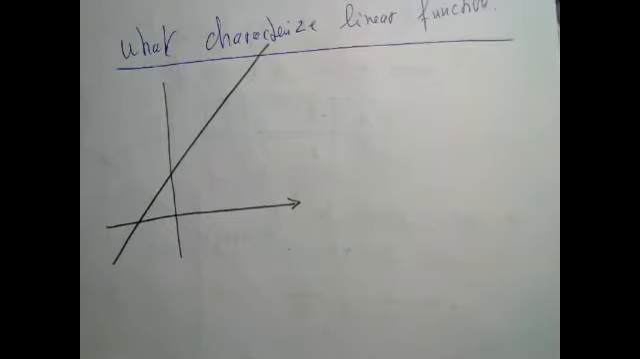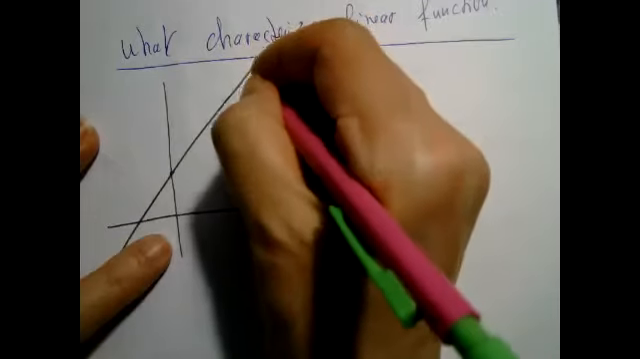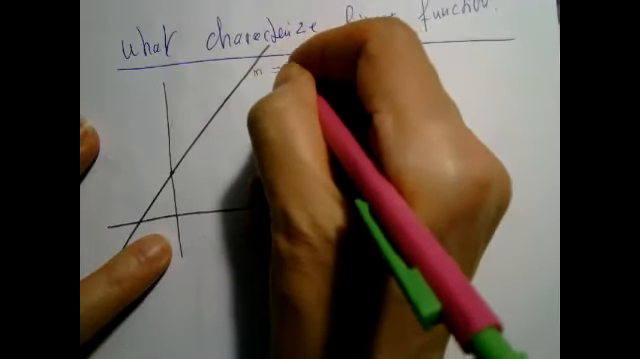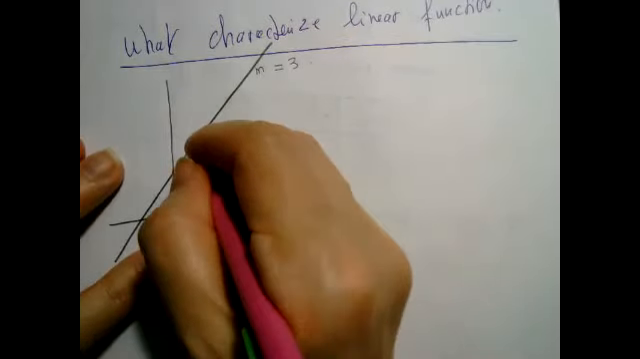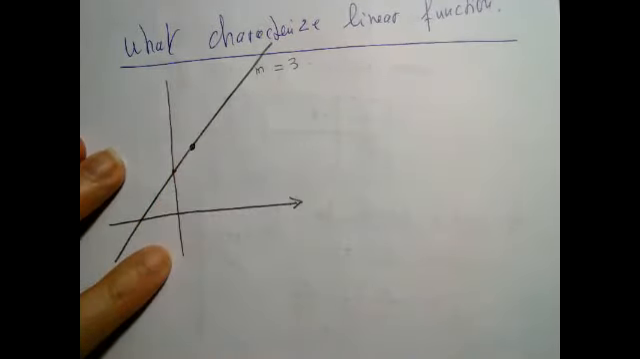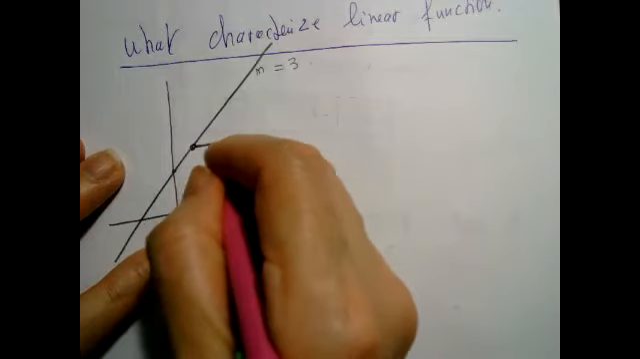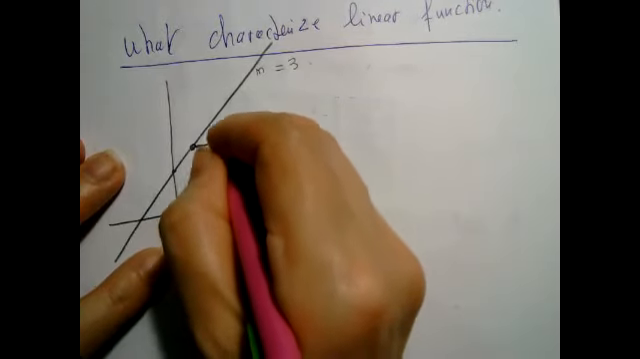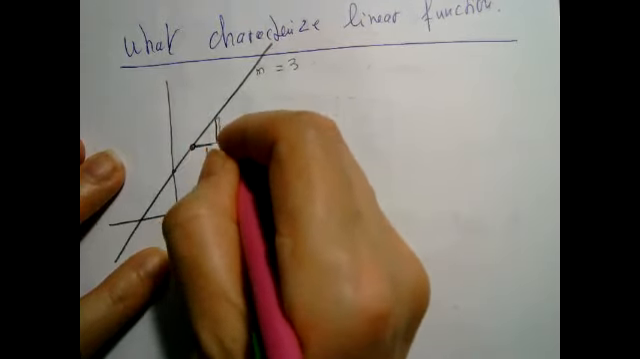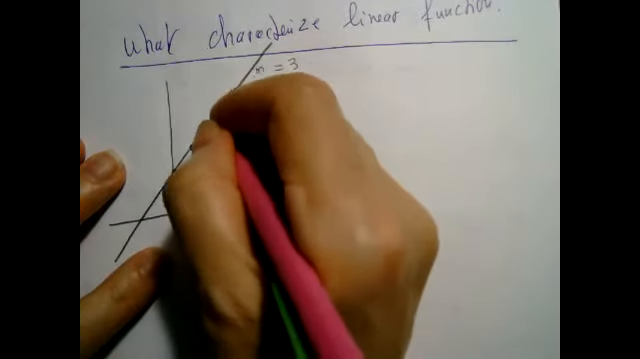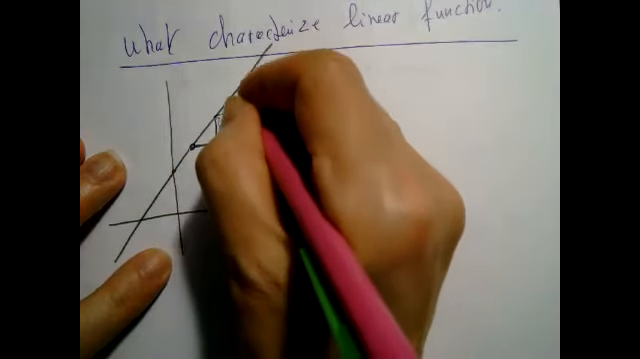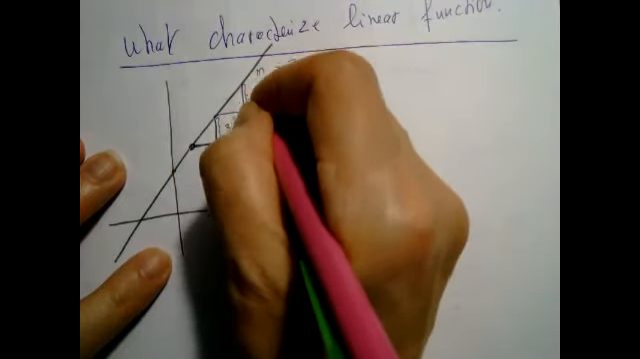Okay, so suppose this is my linear function, and the graph is a line. And let us assume the slope is 3, for example. It means, as you guys know, you start at any point and you go by 1, you go up by 3. If you start here, you go by 1, you go up by 3.